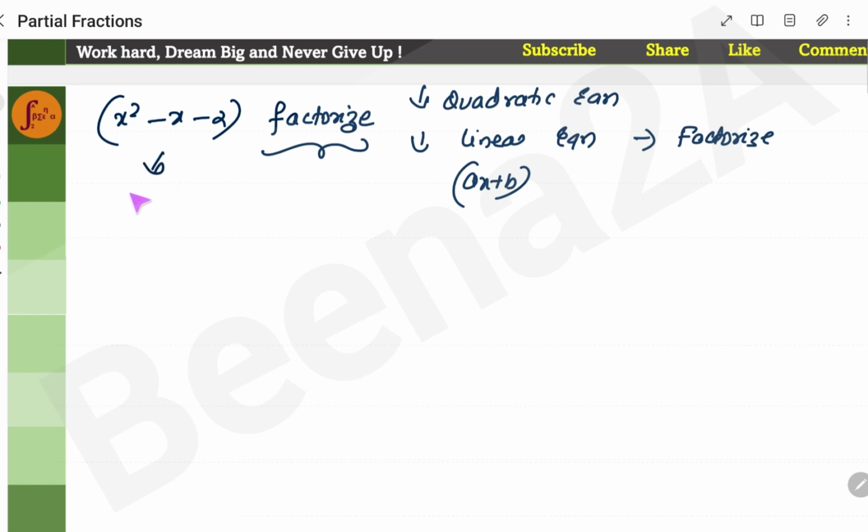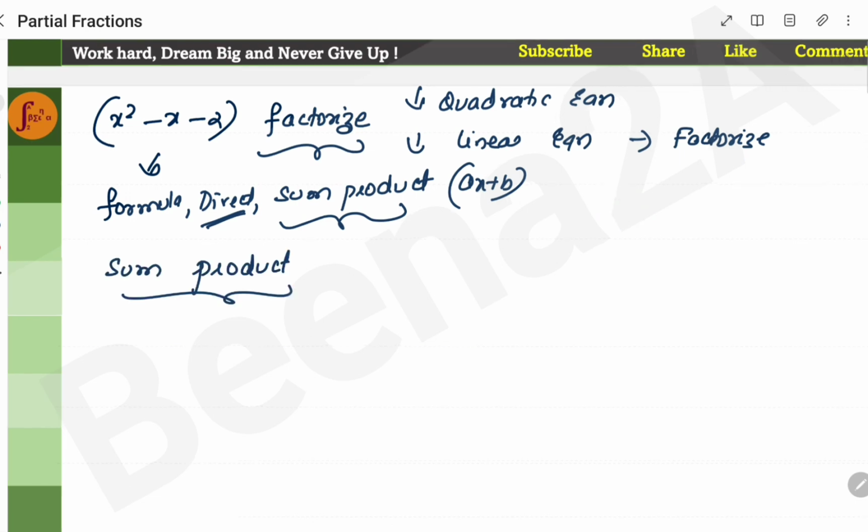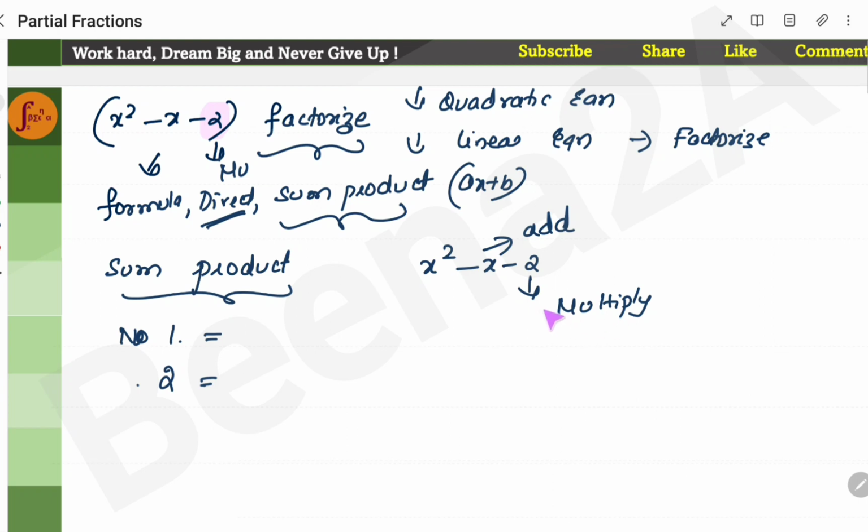You can use either formula, direct or sum product. In the earlier problem we used direct. Here we'll use sum product. In sum product, you take two numbers, number 1 and number 2. I have x square minus x minus 2. When I multiply, I should get this number. When I add, I should get this number, right? Multiply, I should get minus 2. When I add, I should get minus 1.